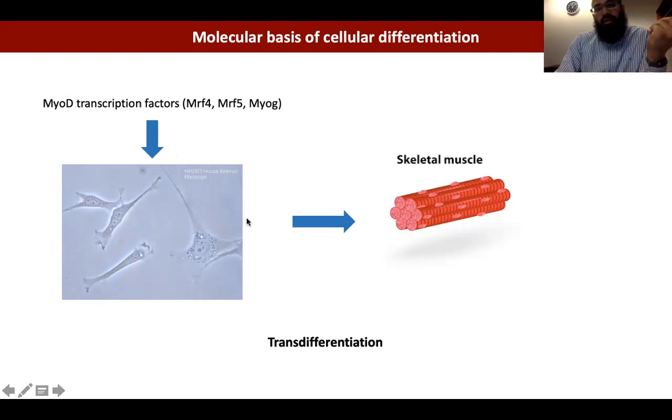What happens is a phenomenon called transdifferentiation, when one fully differentiated cell type is converted into another. This is what they observed: by the expression of only these three transcription factors, the fibroblasts are converted into skeletal muscle. They start expressing the predetermination factors and the differentiation factors for skeletal muscle, and are converted into muscle. This phenomenon is called transdifferentiation. We will discuss it in the next lecture.